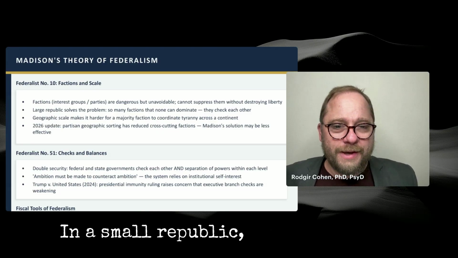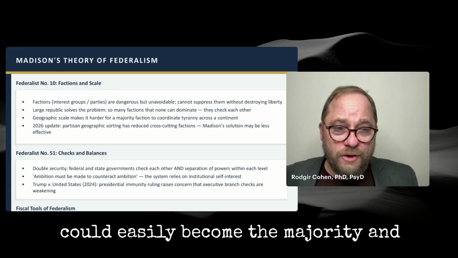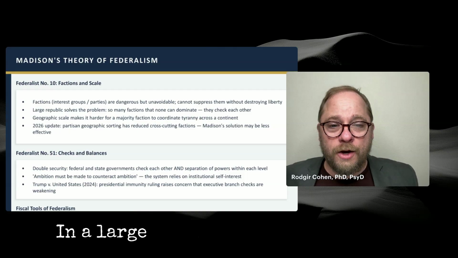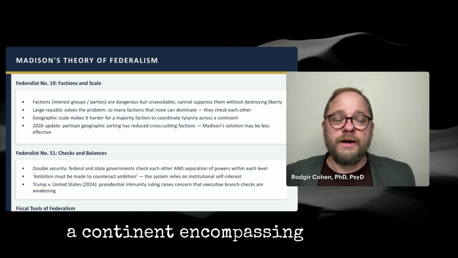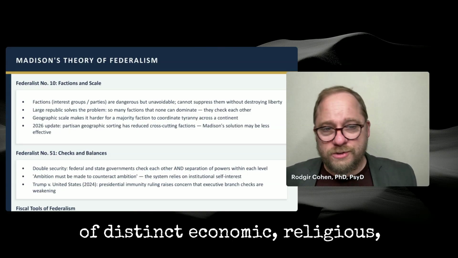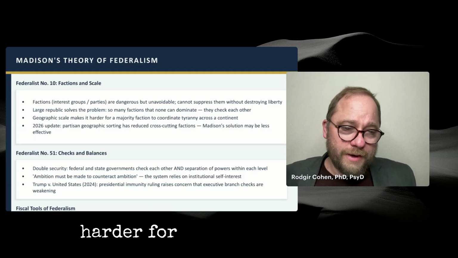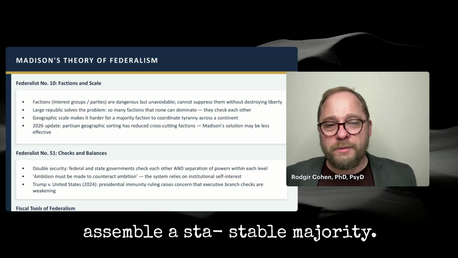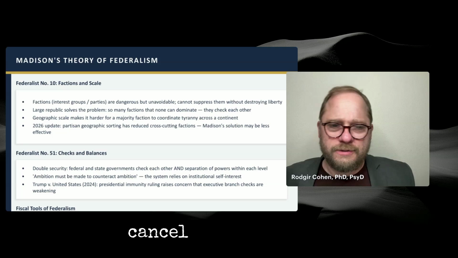In a small republic, a single faction could easily become the majority and use government to oppress the minority. In a large republic, stretching across a continent and encompassing hundreds of distinct economic, religious, and regional interests, it was much harder for any single faction to assemble a stable majority. So factions would cancel each other out.